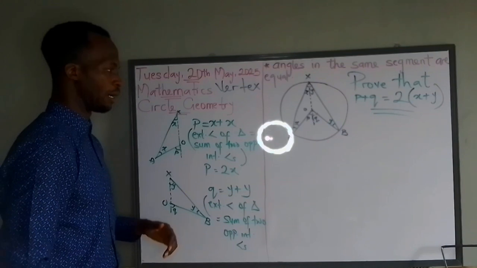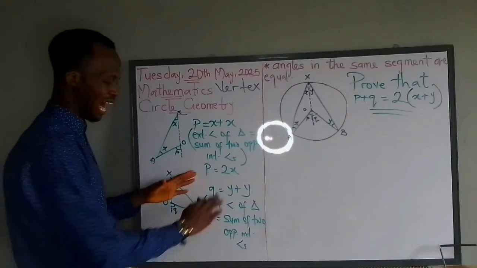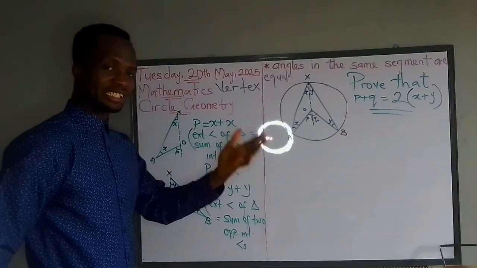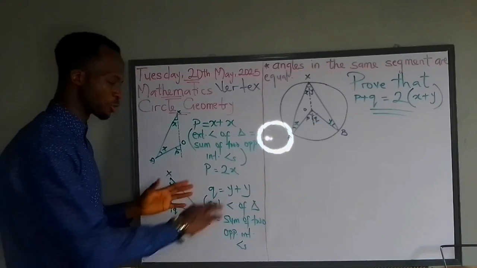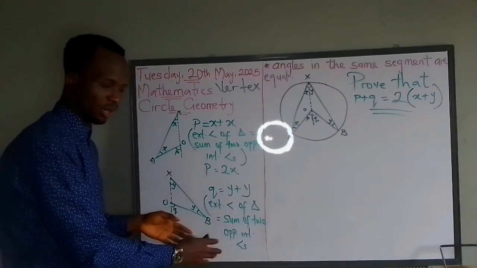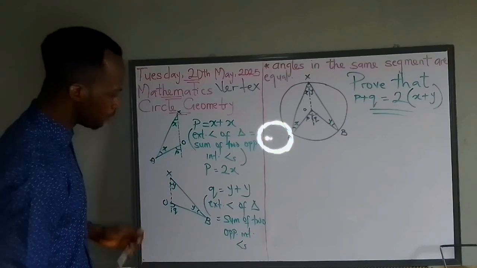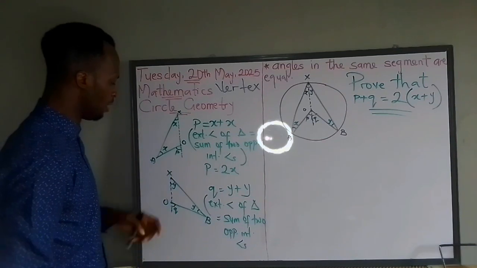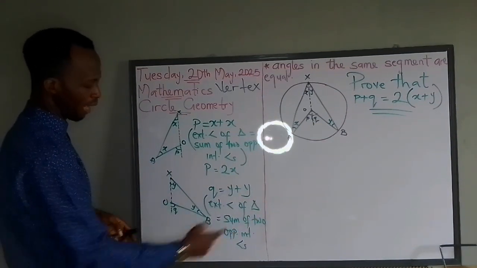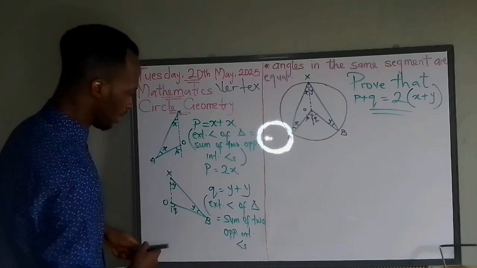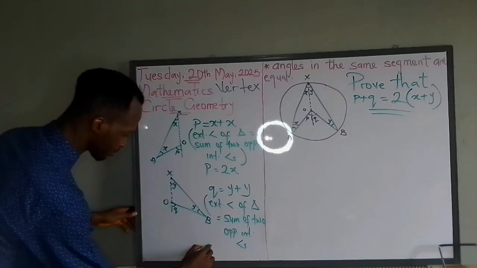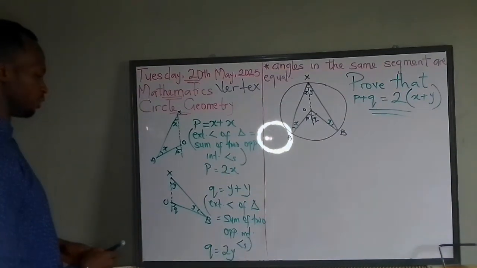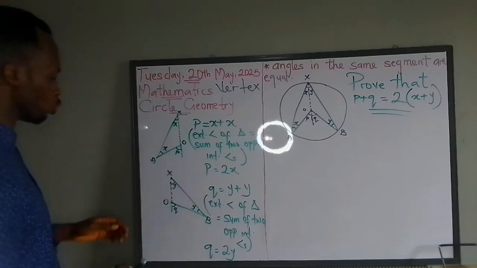Like I said, for the sake of this topic, I won't be able to prove this now, but maybe we are going to release a video that will explain how this works. But just have this in mind for now. So, Q is equal to Y plus Y. And what is Y plus Y? That's 2Y. So, Q is equal to 2Y.